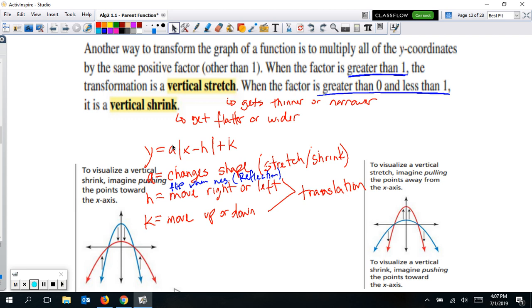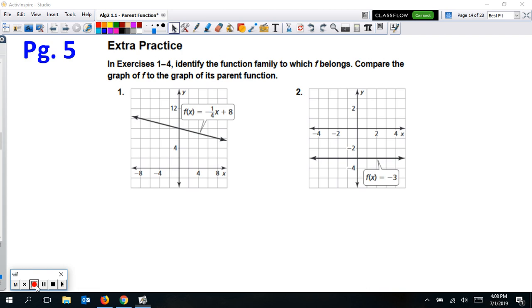But this number in front actually has all the other transformations attached to it. If it's negative, it would be the reflection. If it's some number other than 1, well, then it's a stretch or a shrink. Depending on if it's a stretch, that number would be like 2, 3, or greater than 1. Or if it's a shrink, it's a number between 0 and 1, like 1/2, something like that. All right, let's move on to the next.